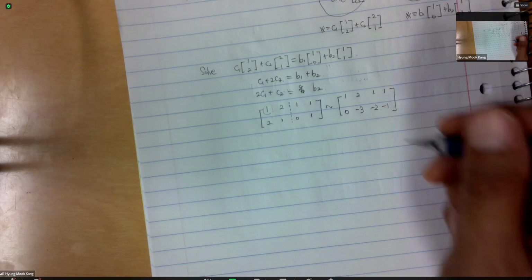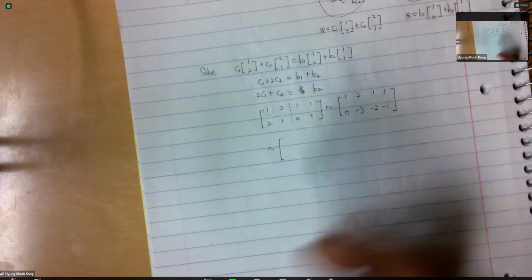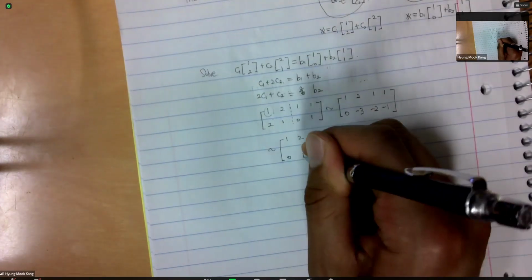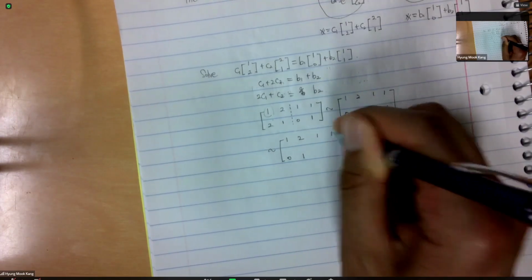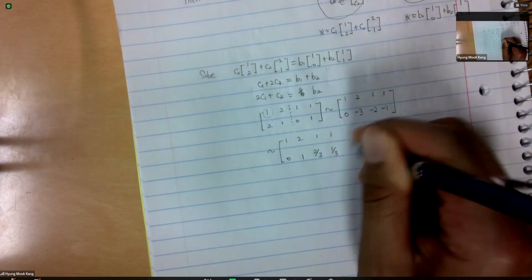So we got this -3 here, so I want to divide the second row by -3 to make this into 1. So 1, 2, 0, 1. Got 1. So the first row is 0, 1, and 2 over 3, and 1 over 3.